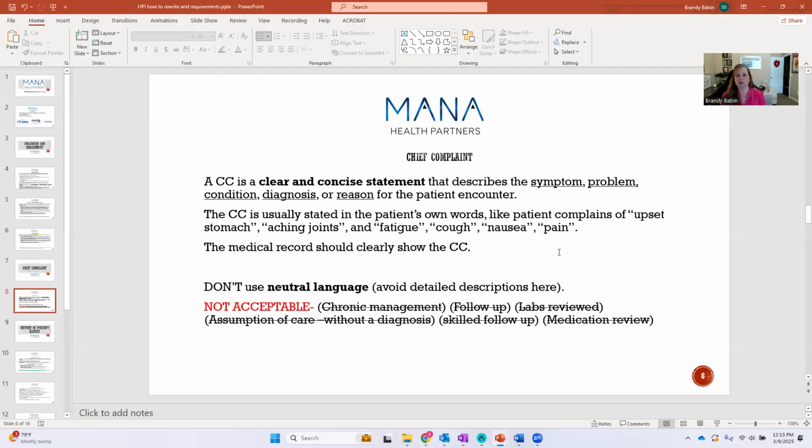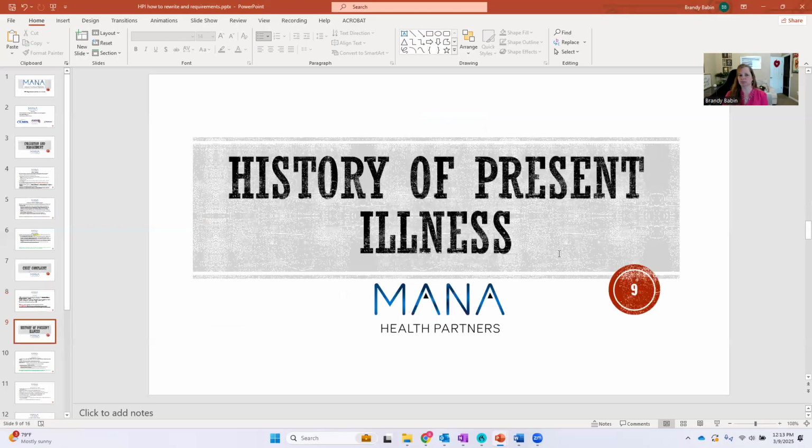So don't put chronic management, don't put follow-up or labs reviewed, assumption of care without a diagnosis or an ICD-10 code, a skilled follow-up or medication review. What you're looking for here is something that is attached to an ICD-10 that you can list as the title of your story. The title of your story isn't chronic management. The title of your story is what that management is. Is it diabetes? Is it hypertension?